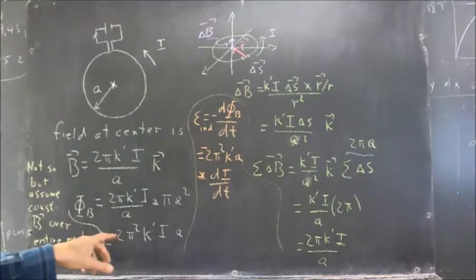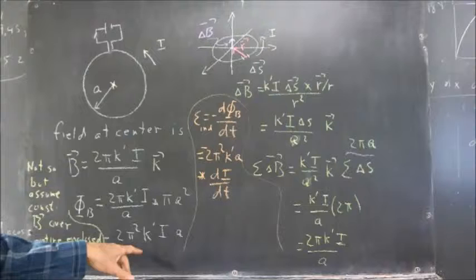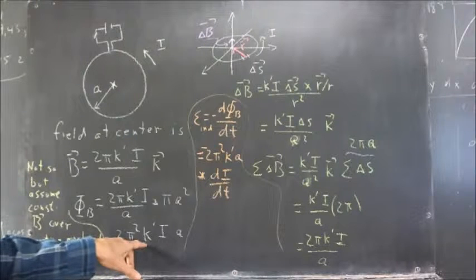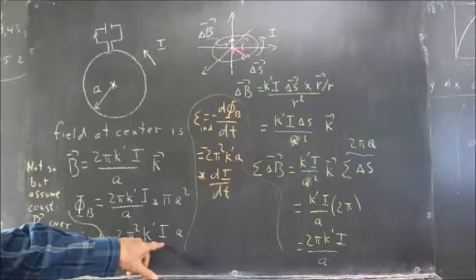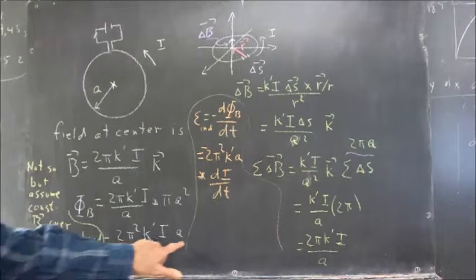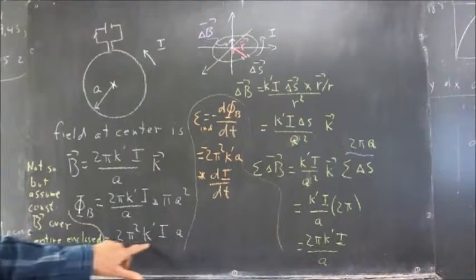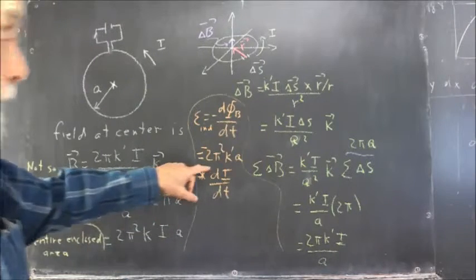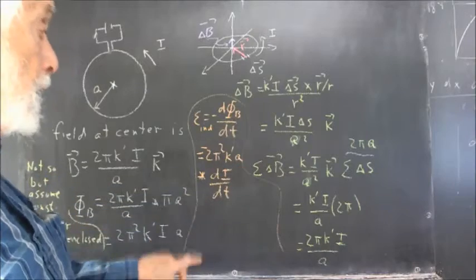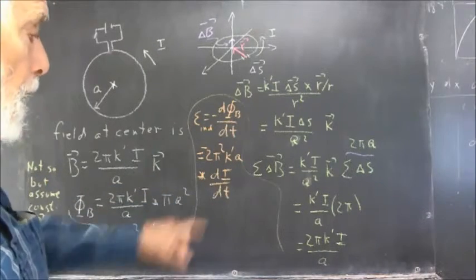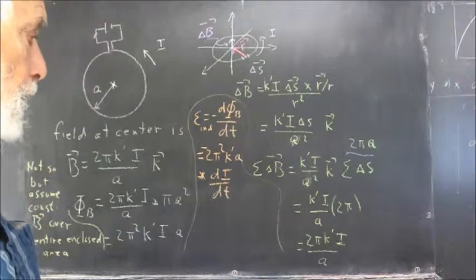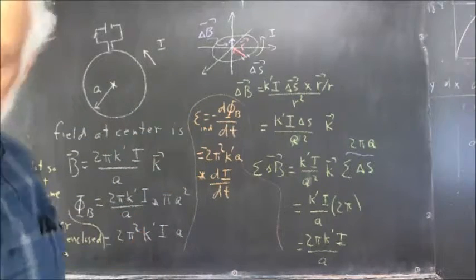Well, the flux is 2 pi squared K prime times A multiplied by the current. And the current's the only thing in here that can vary. All these other quantities are constant, so we have the constant quantities here multiplied by the derivative of the current. And again, that gives an induced current.